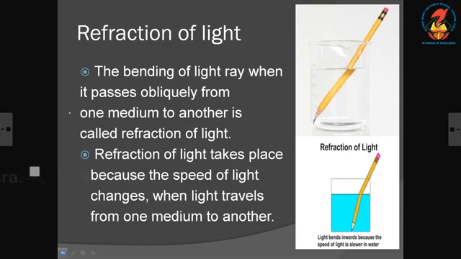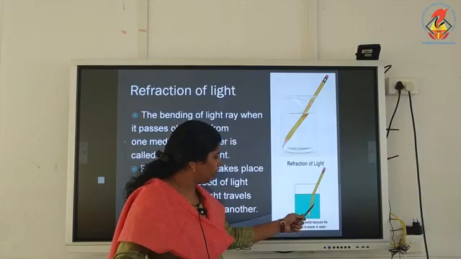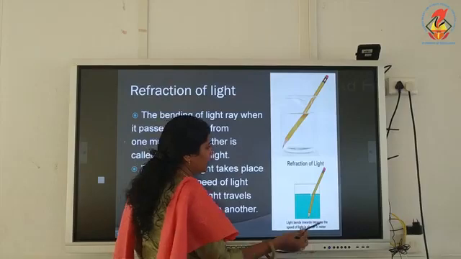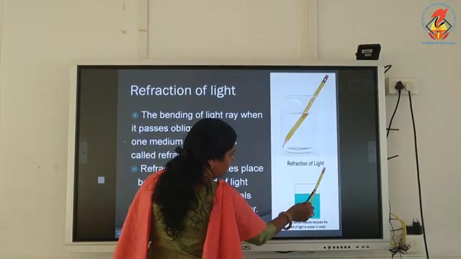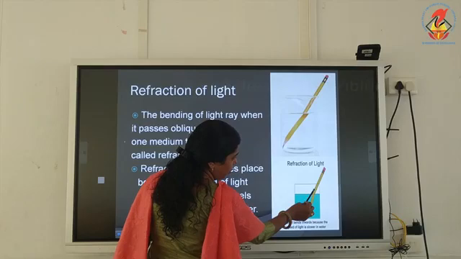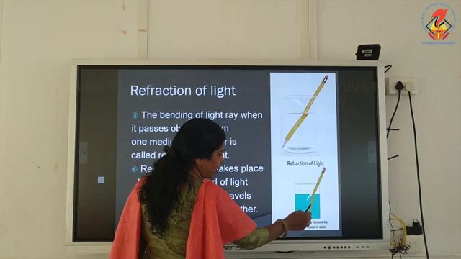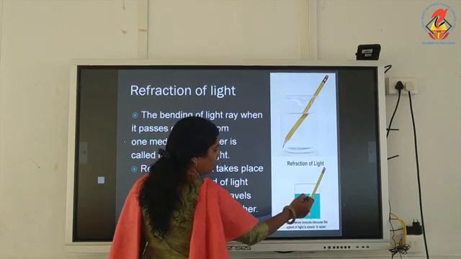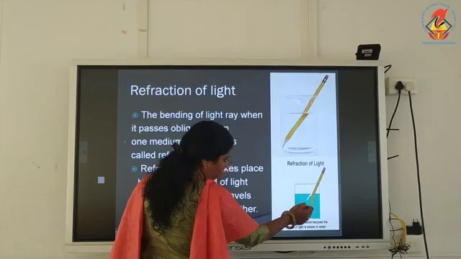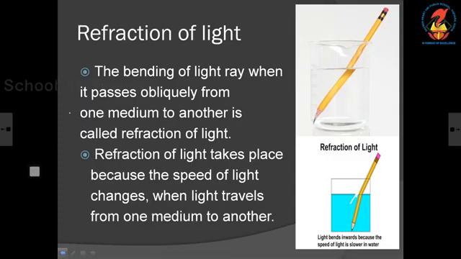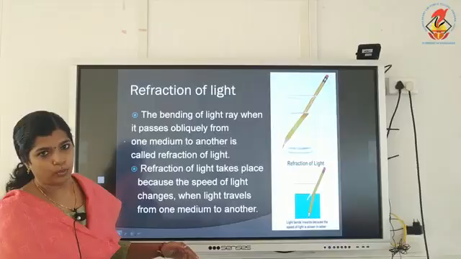Light bends inwards because the speed of light is slower in water. Here also you can see a bending. Otherwise, if it is not immersed in water, it will look straight. If I place a pencil here, it will look the same way. There is no bending. If water is there, then it will bend, because the speed of light in water is less when we compare it with that of air, because the light travels from air to water.